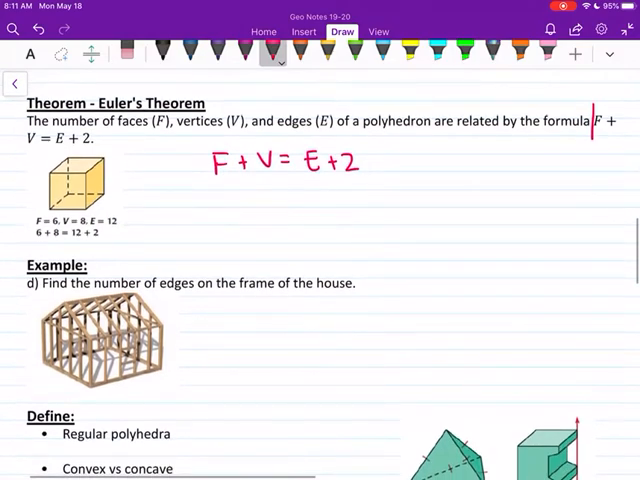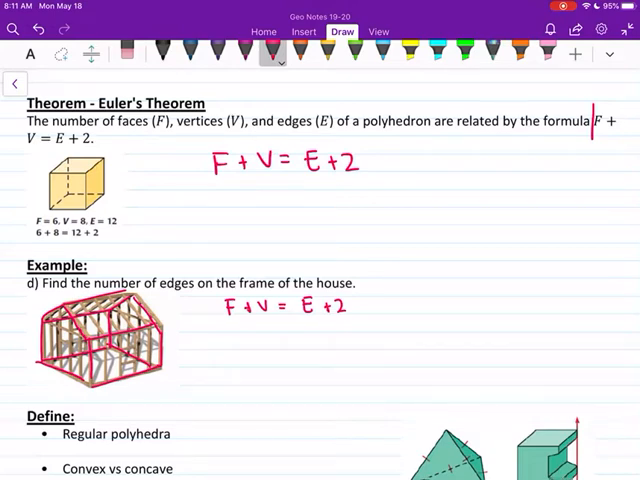Cool. All right, it's kind of hard to see because I got a shadow going on here. If I look at this, I have a front, a back, and then they are connected here, here, here, and here. Okay, so find the number of edges on the frame of the house. Let's use the theorem: faces plus vertices equals edges plus 2.